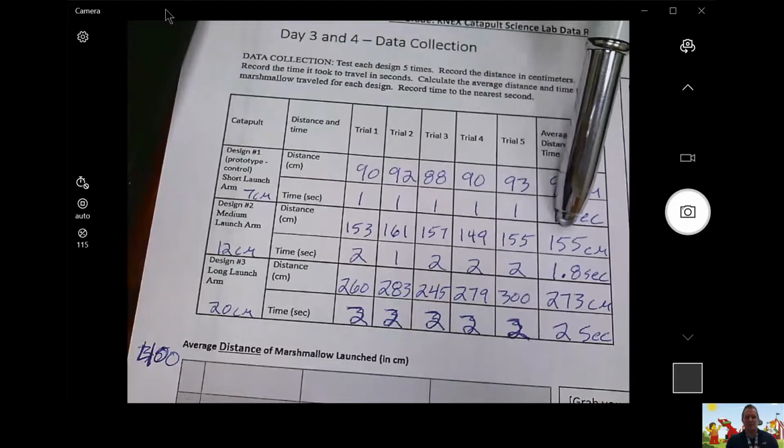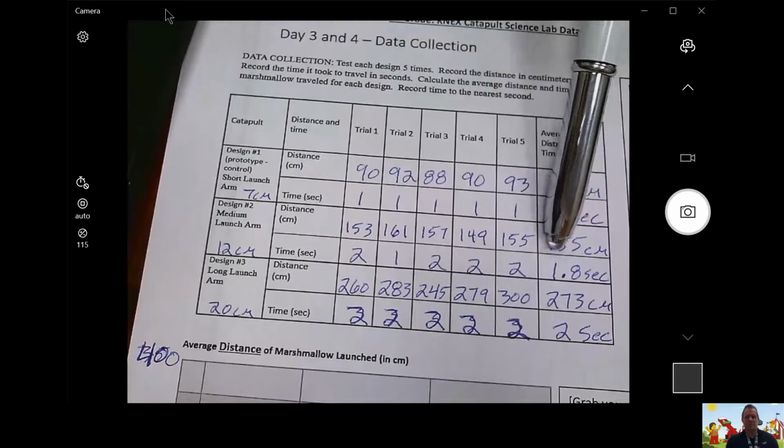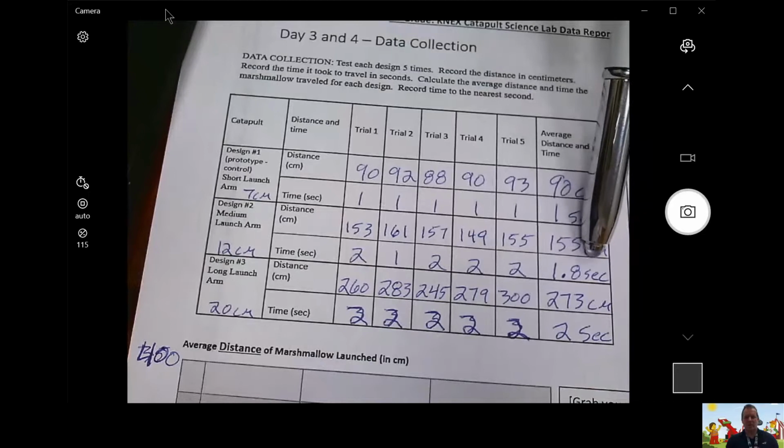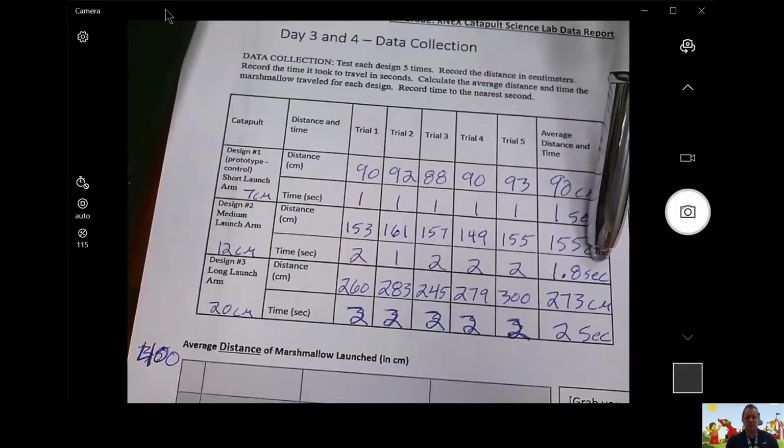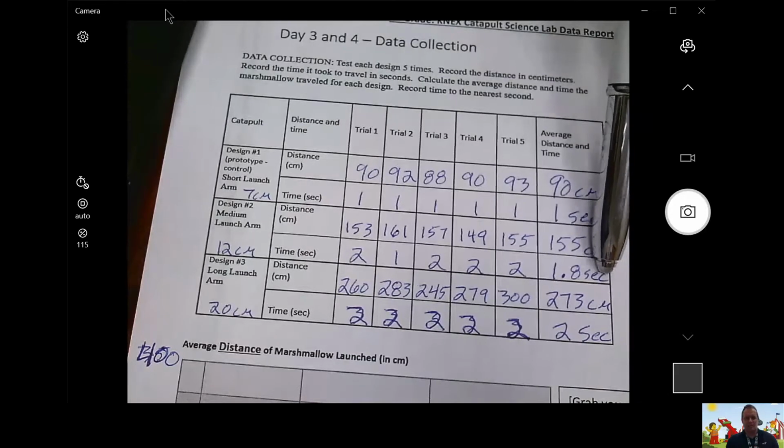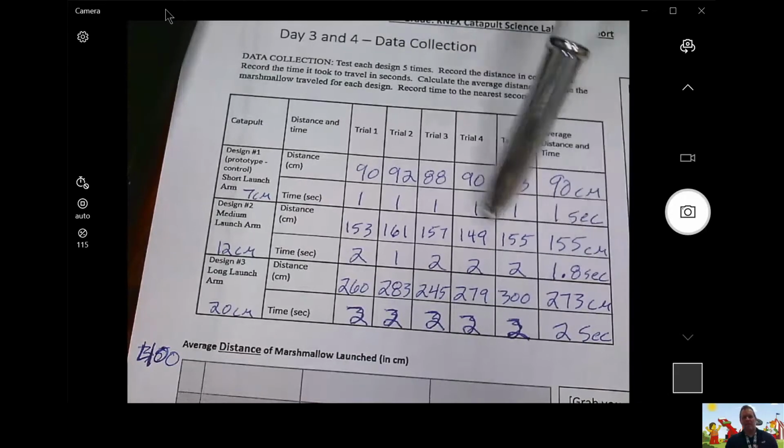So my average distance, did it increase or decrease? It's 155 centimeters. And notice my time's a little different. It took a little bit more time, 1.8 seconds. I left that 0.8 in there. That's very important that I left that point in there, that 0.8. For my seconds, I would definitely leave that in there.